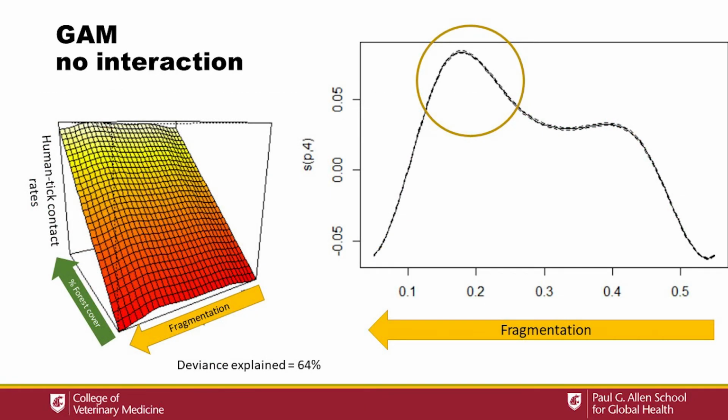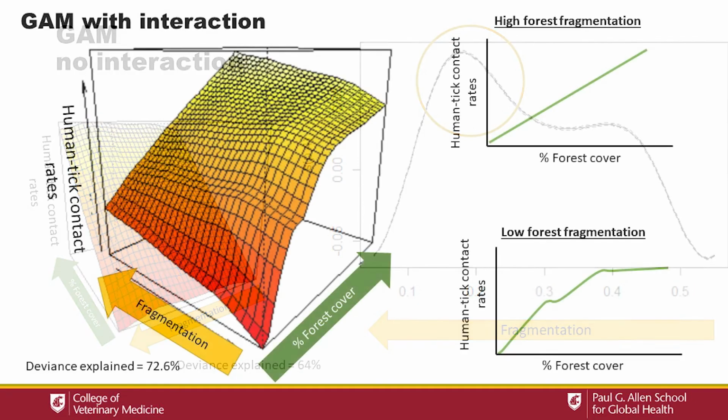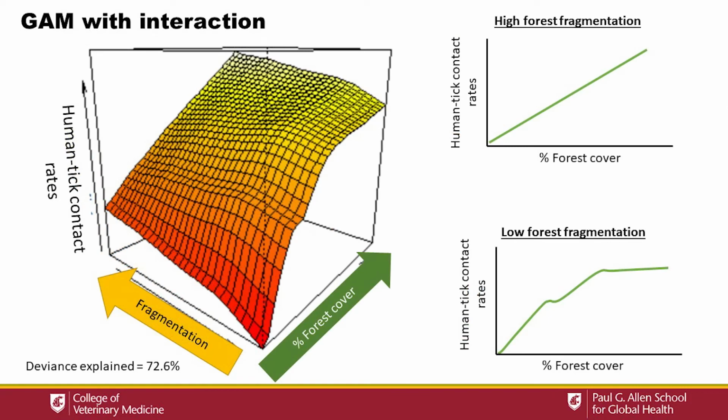So with this, we ran all the simulations across the gradient, and we ran a GAM model on the simulations. What we found is, not surprisingly, a linear relationship between the forest cover percent and the human tick contact rate. Fragmentation had a lower effect, but it was non-linear, and we found the highest human tick contact rates at intermediate fragmentation levels. But what was interesting is that the model with the interactions actually fitted the data better.